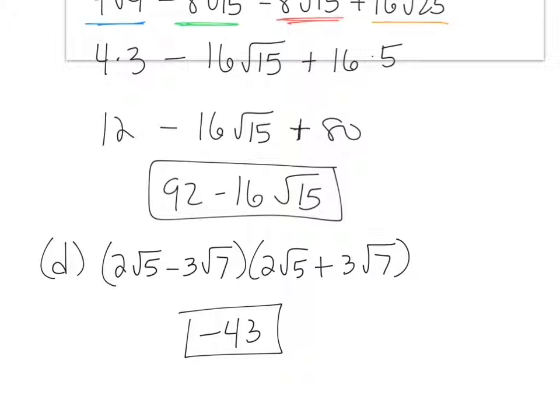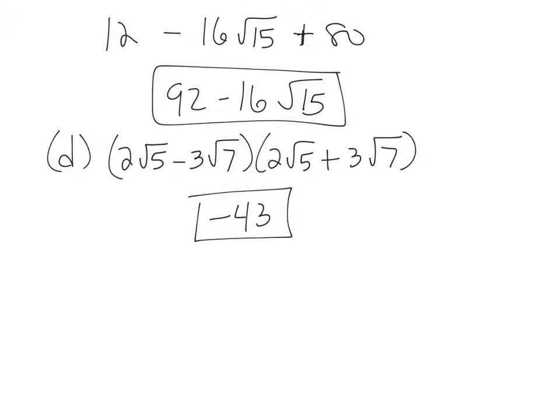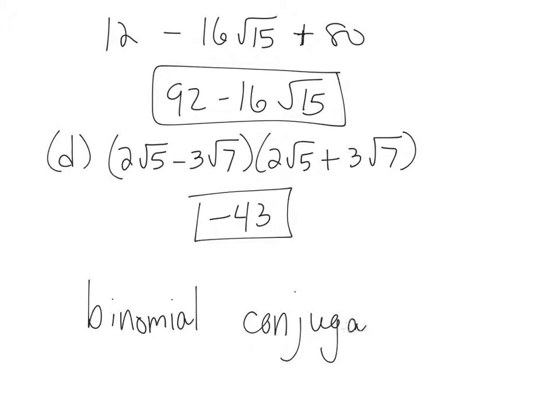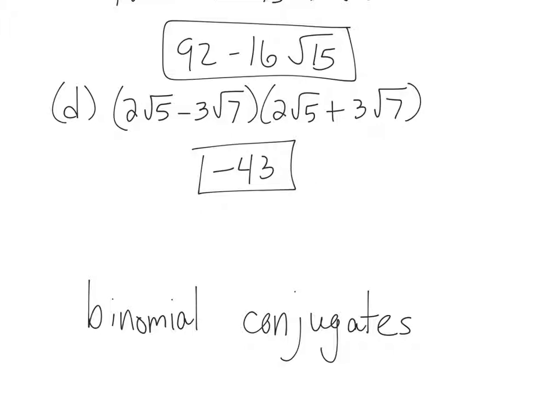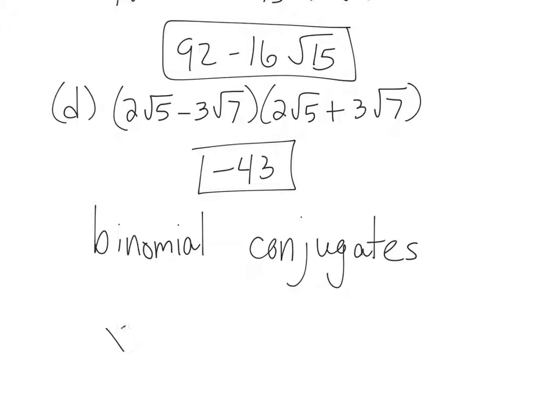Okay, so let's write down the term binomial conjugates. Whenever you have something that can be written in the form x plus some number and x minus some number, okay, anything written like that, they're called binomial conjugates.